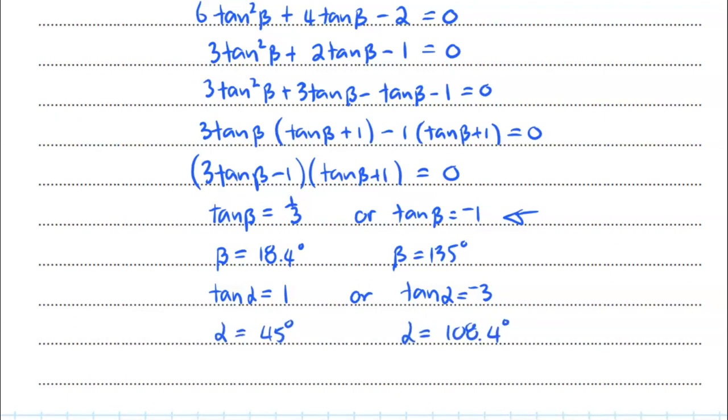And there are two answers, and they come in pairs because we were solving 2 equations to get 2 unknowns, and so they have to remain in pairs. So our first pair is alpha is 45 degrees, and beta is equal to 18.4 degrees. And our second answer, so we can write it all, alpha is 108.4 degrees, and beta is 135.